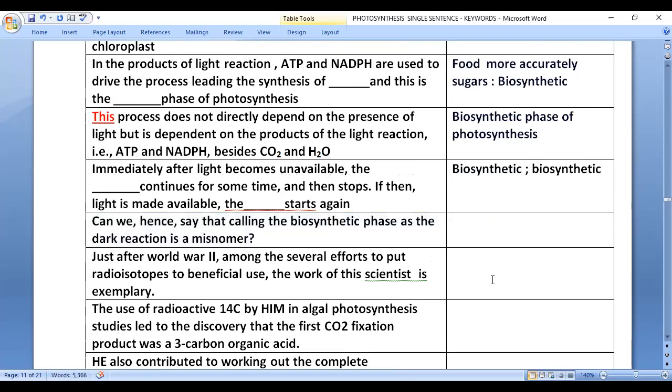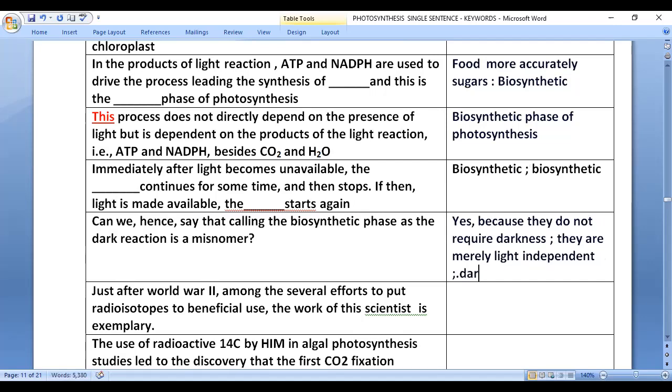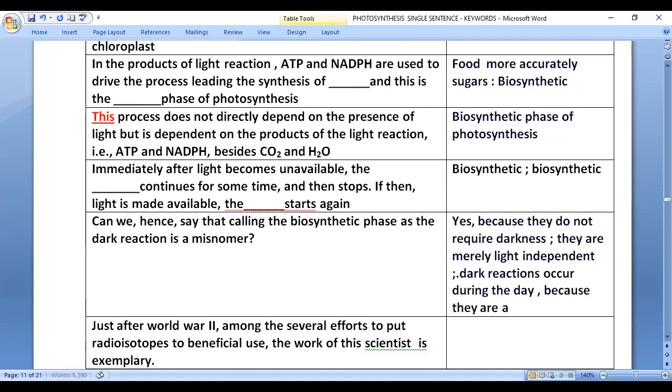Can we hence say that calling the biosynthetic phase a dark reaction is a misnomer? Yes, because they do not require darkness. They are merely light independent. That means dark reactions occur during the day, because they are a part of photosynthesis.